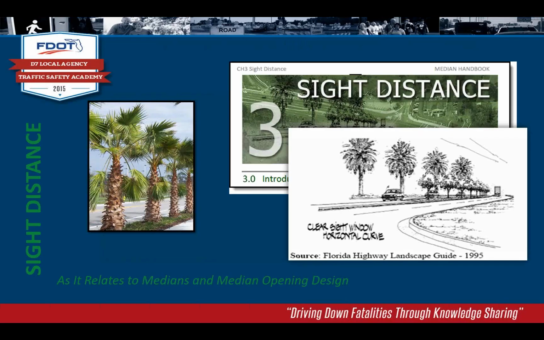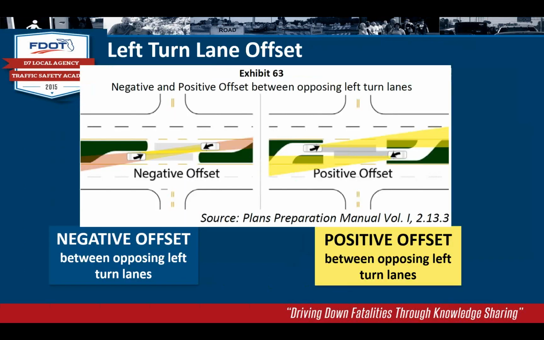And speaking of sight distance, which is a big issue when it comes to safety, one of the biggest things, and I know that many of you are familiar with this, is the left turn lane offset. What you have is a problem with a negative left turn offset, where the drivers of these vehicles here cannot see the oncoming traffic.